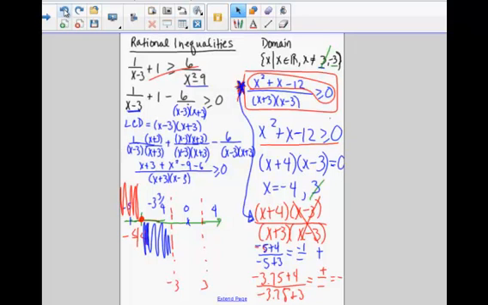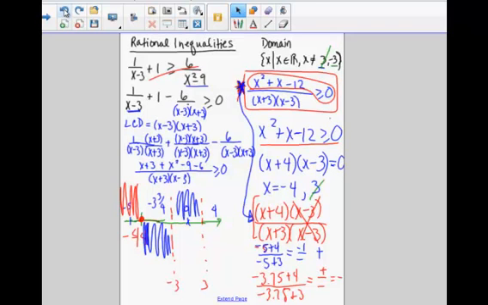Okay? Then I want to know what happens at 0. 0 plus 4 is 4. 0 plus 3 is 3. That comes out to be positive when I plug 0 in. I'm plugging in right here. When I plug 0 in there, I get a positive, so I know my graph is above the x-axis on that side. And now I need to plug 4 in, which was my test point.